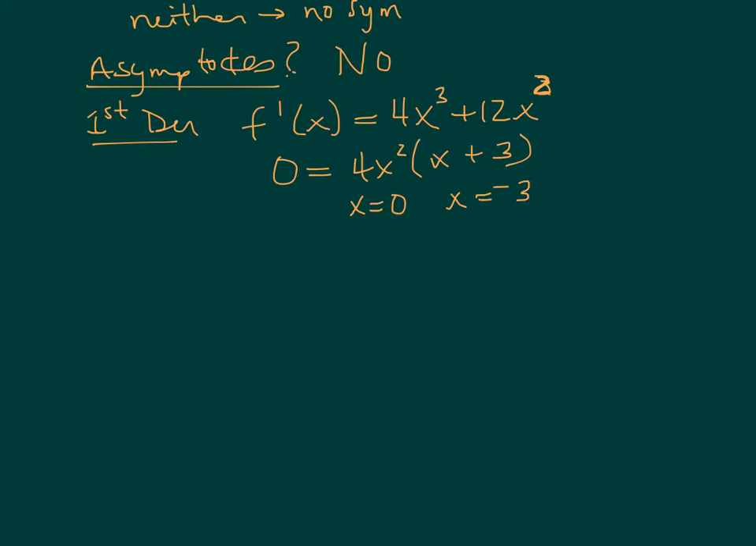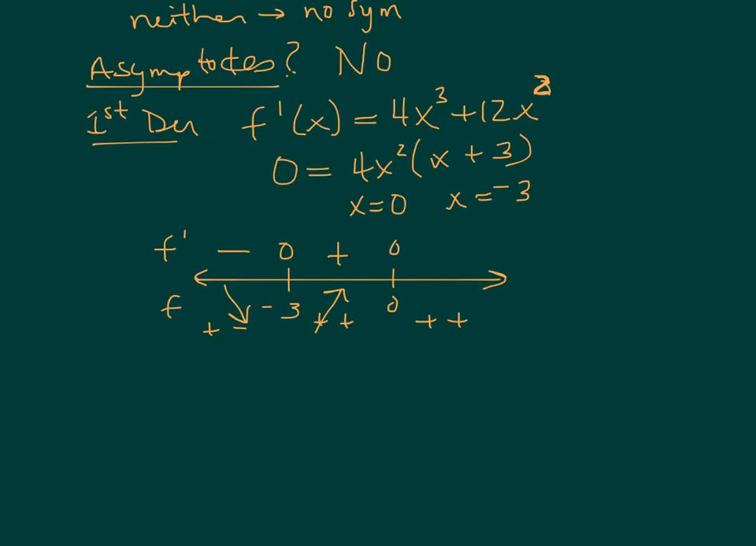Now I'm going to make my sign chart to look for my intervals. So f prime and f, I'm going to put negative 3 and 0 on there. Now I'm going to plug numbers back into the derivative. If I plug in a negative 4, I would get positive times a negative would be a negative, so I'm decreasing there. If I plug in a negative 1, I would get positive times a positive, so a positive here, increasing here. If I plug in a 1, I get positive times a positive, so I'm increasing here.